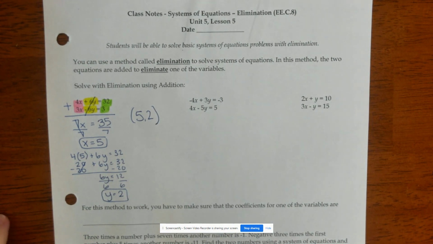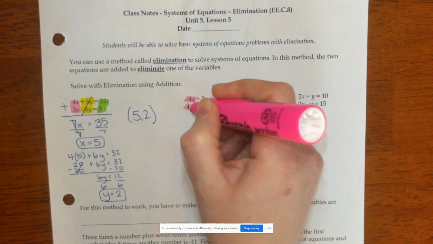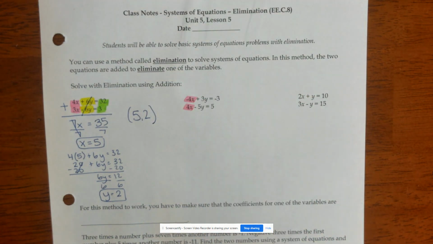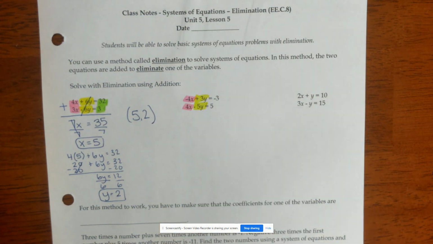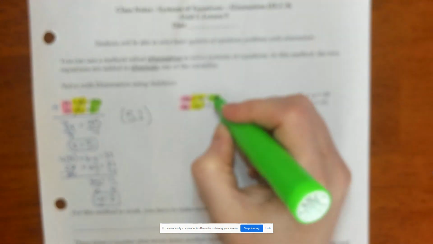So we'll try it a couple more times. I always use highlighters when I do it and make sure that I am partnering things that have the same variables or are both constants. And that way I know when things are going to eliminate.